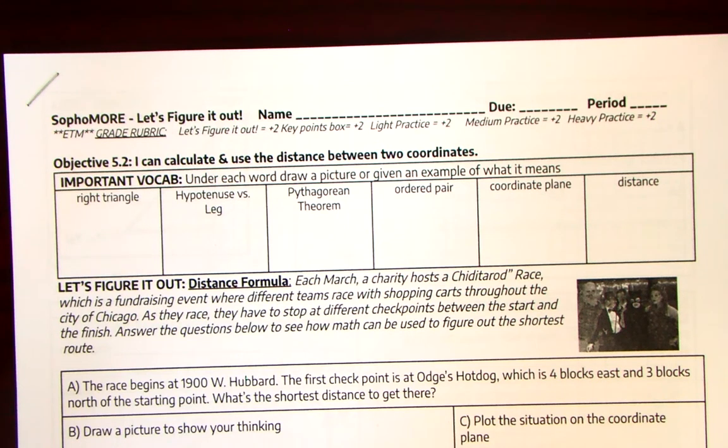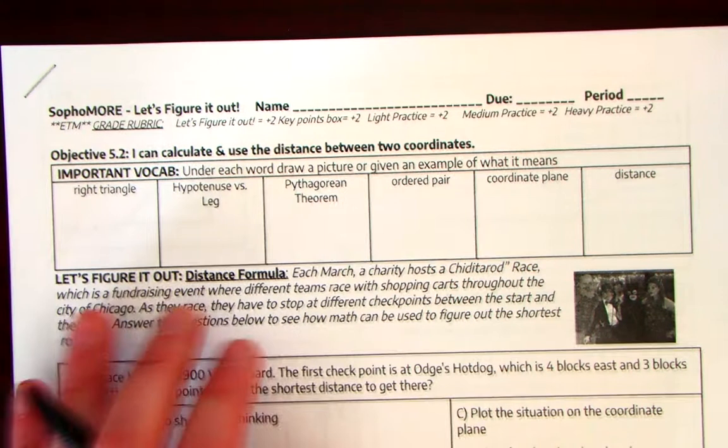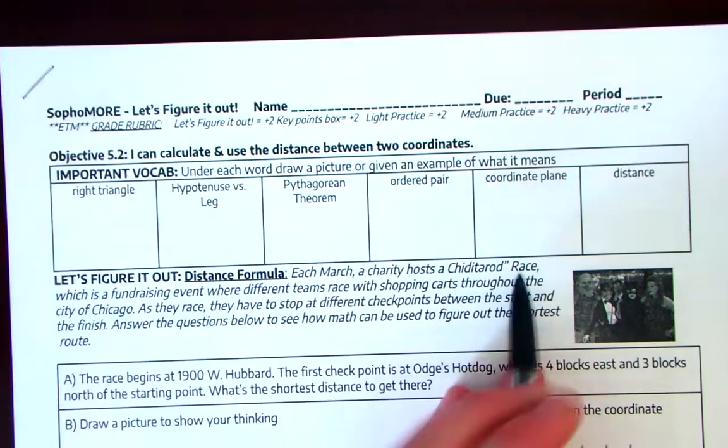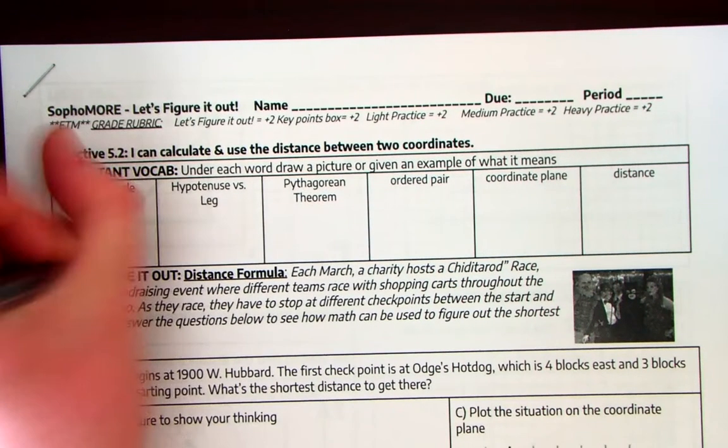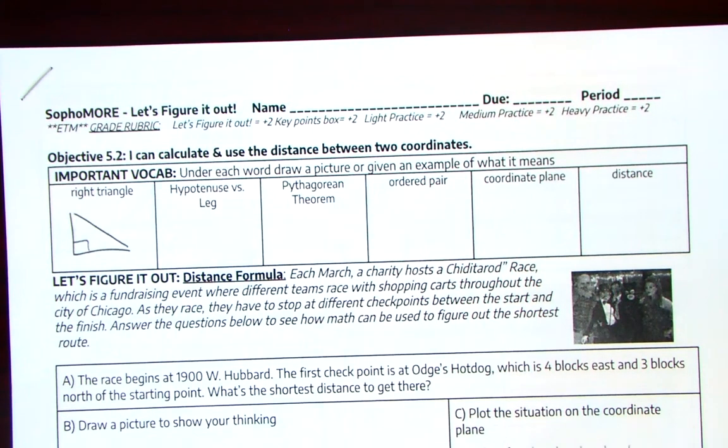This is objective 5.2, where we are calculating the distance between two coordinates, okay? So we'll start with vocab. So this is going to involve right triangles, which are triangles with a right angle. Yep, you should be copying this down.